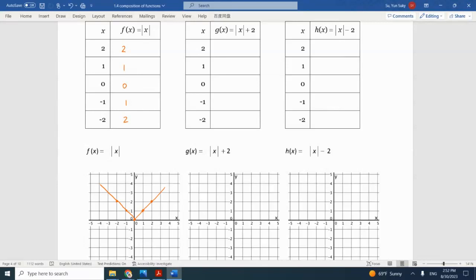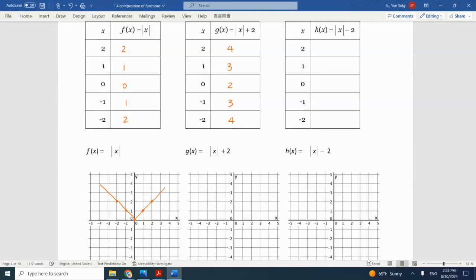This is absolute value of X. If we add 2, what happens? Do you see the Y values add 2? All these numbers, we add 2 to them. So we get 2 plus 2 is 4, 1 plus 2, 0 plus 2. Next, 3, 4.